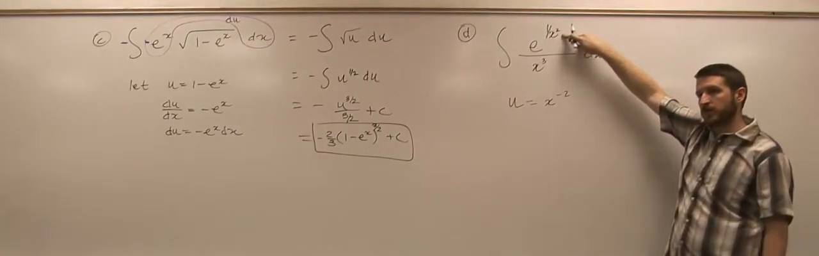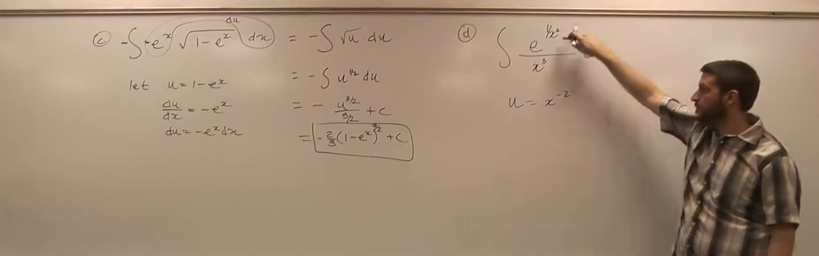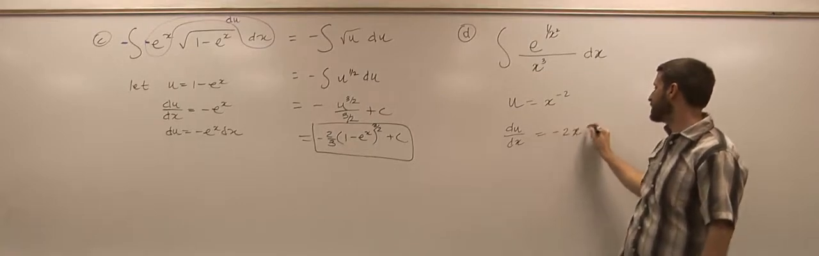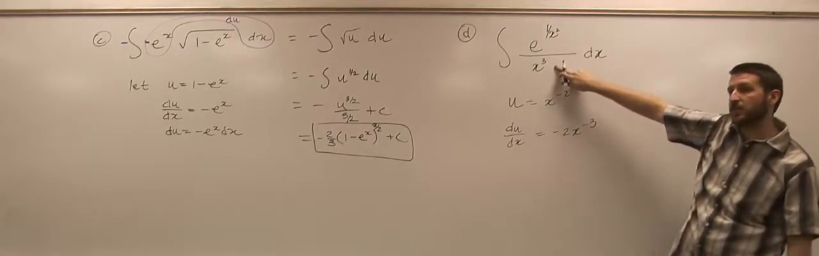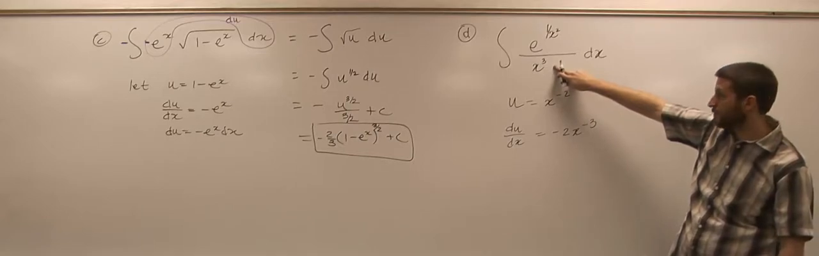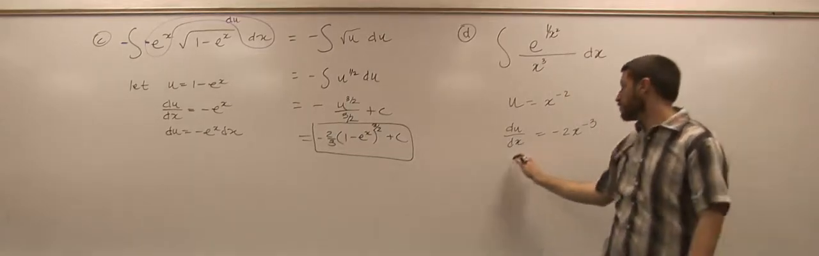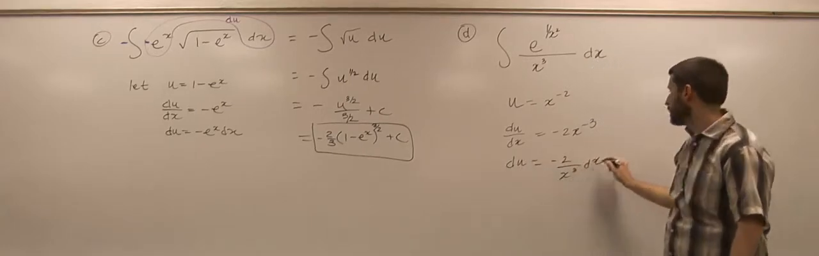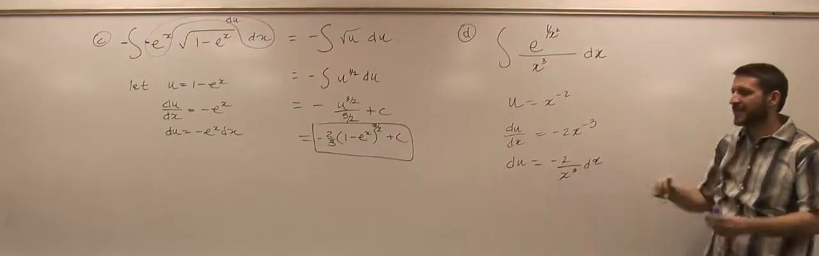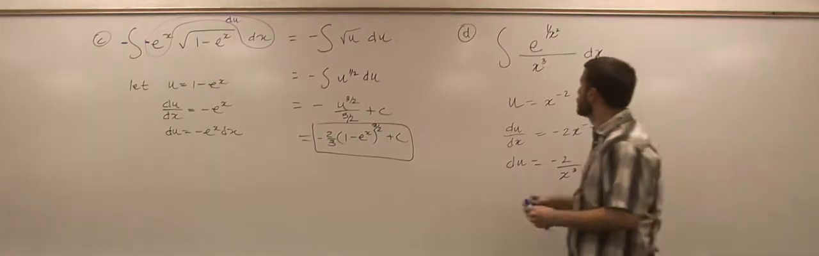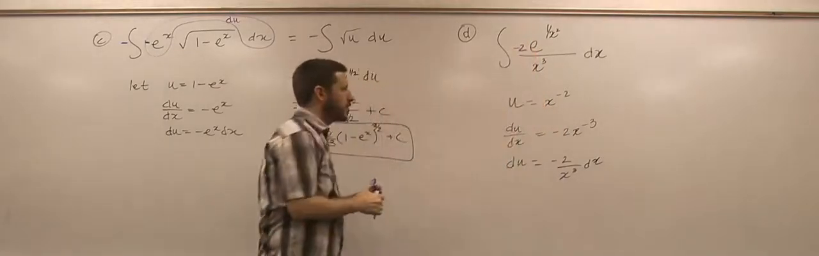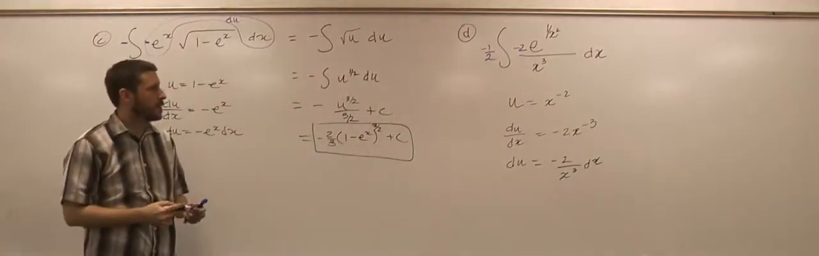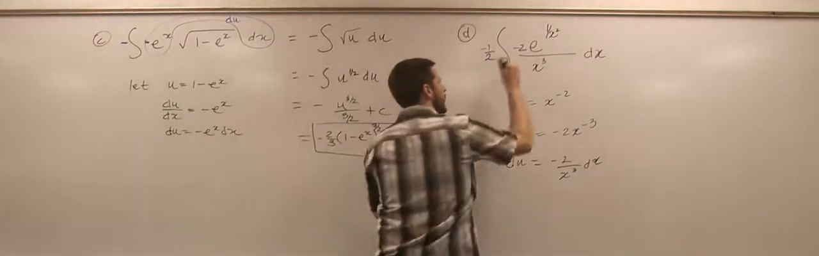This guy's your u. Because if you do the derivative of him, you get negative 2x to the negative 3. This is your x to the negative 3 sitting in there. Right, so du is equal to negative 2 over x cubed dx. We have the over x cubed portion, we need the negative 2 portion. So you put a negative 2 up top, which gives you a negative 1/2 outside. And then this guy here is du.